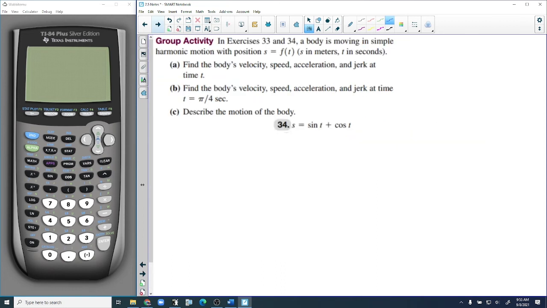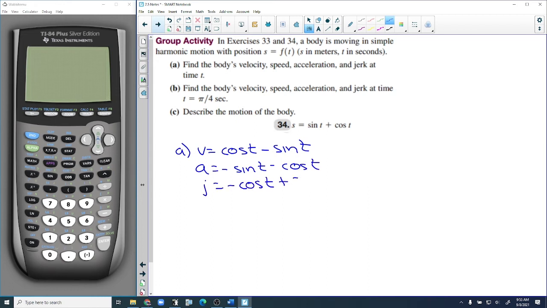Let's try this one. Letter A, it says, find the body's velocity, speed, acceleration, and jerk. So we have the position function, sine plus cosine. So velocity is cosine minus sine. Acceleration would be negative sine minus cosine. And jerk is negative cosine plus sine. So derivative of cosine is negative sine, so those will switch signs. Derivative of sine is cosine, those signs will stay the same when you take the derivative of sine.